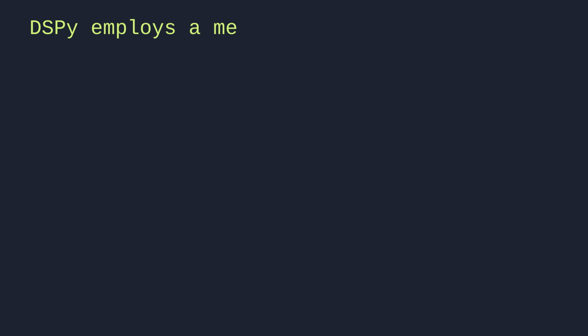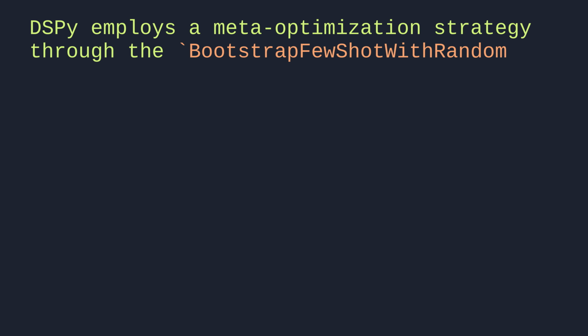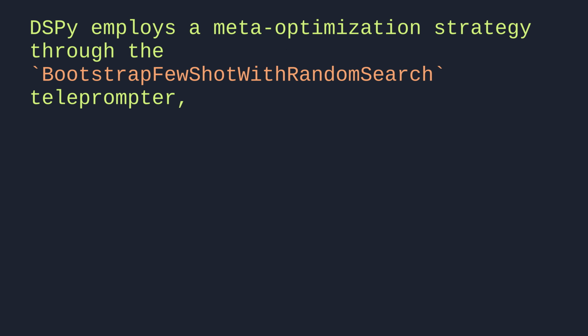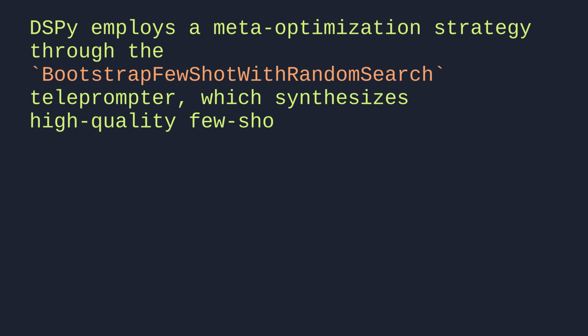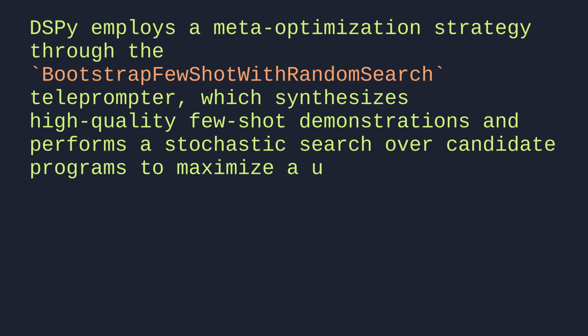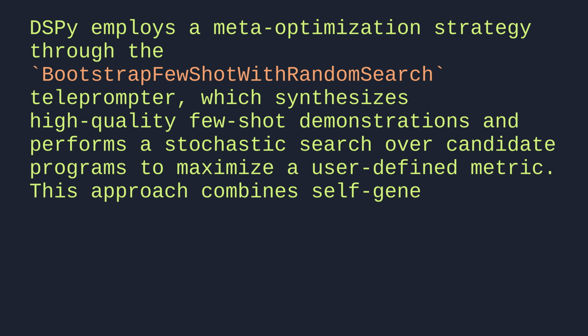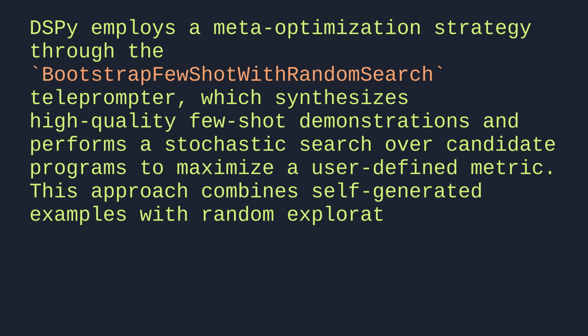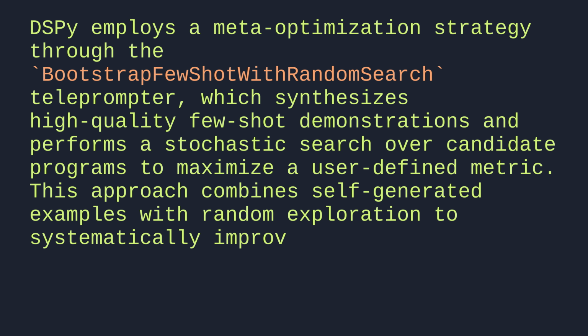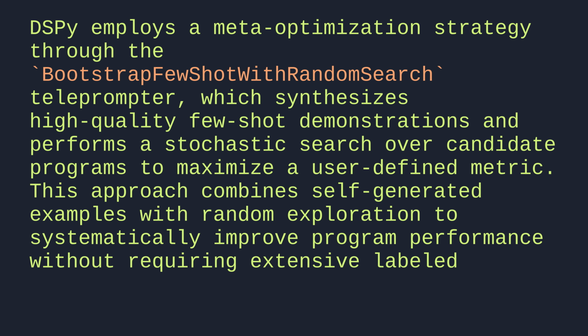DSPy employs a meta-optimization strategy through the BootstrapFewShotWithRandomSearch teleprompter, which synthesizes high-quality few-shot demonstrations and performs a stochastic search over candidate programs to maximize a user-defined metric. This approach combines self-generated examples with random exploration to systematically improve program performance without requiring extensive labeled data.